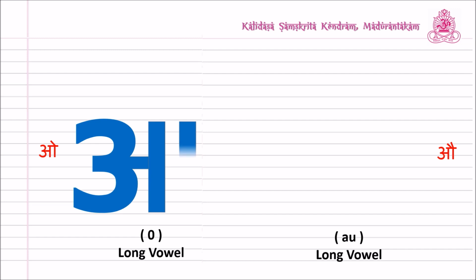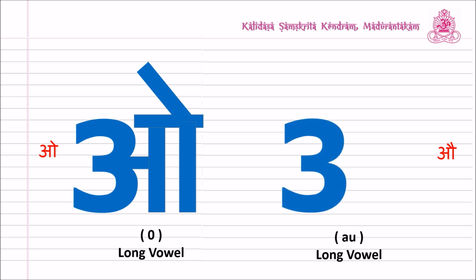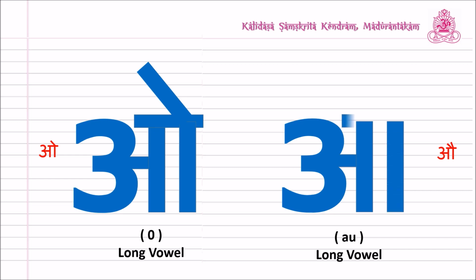O looks like A, then one stroke above that. Au also looks like A and then two strokes on that. Au is also a long vowel. A, I, O, Au. All these four are long vowels.